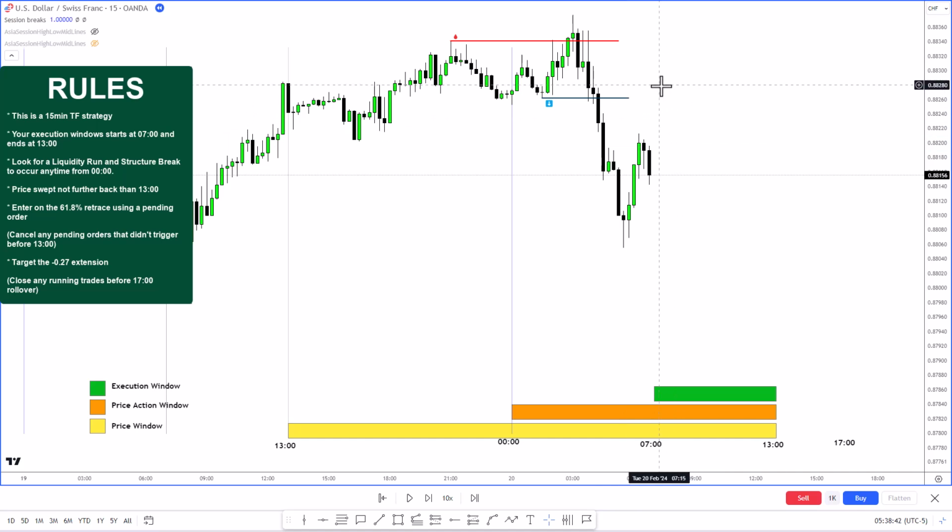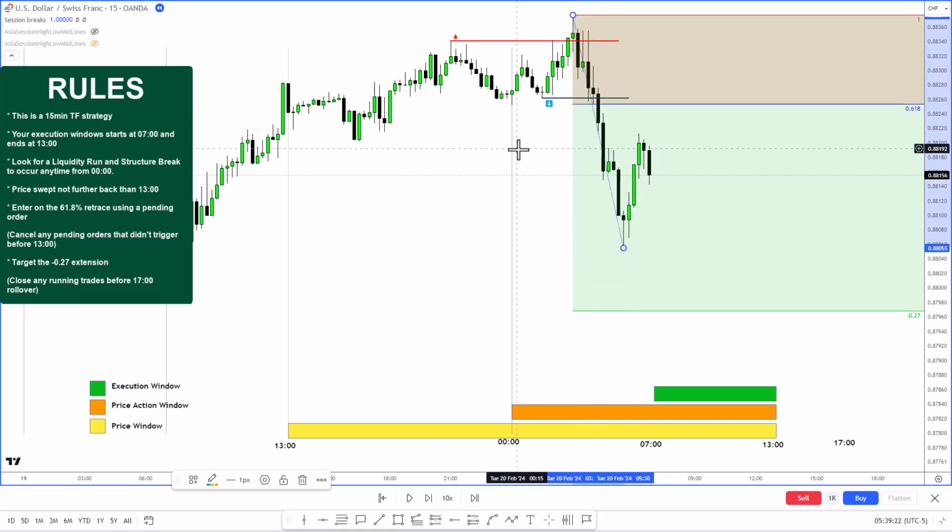So now we are looking to enter the market on a 61.8% retrace. And I am going to use my fib tool to show the entry point, drawing it from the top to the bottom. Now it is pretty simple. You will place a pending sell on the 61.8% retrace with your stop loss on the top and your take profit line on the minus 0.27 fib extension. Just remember to adjust for spreads according to your broker.